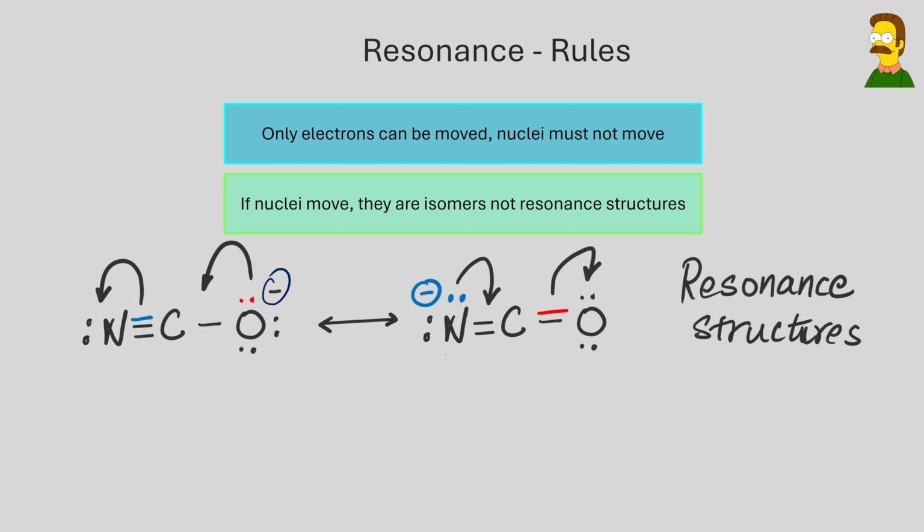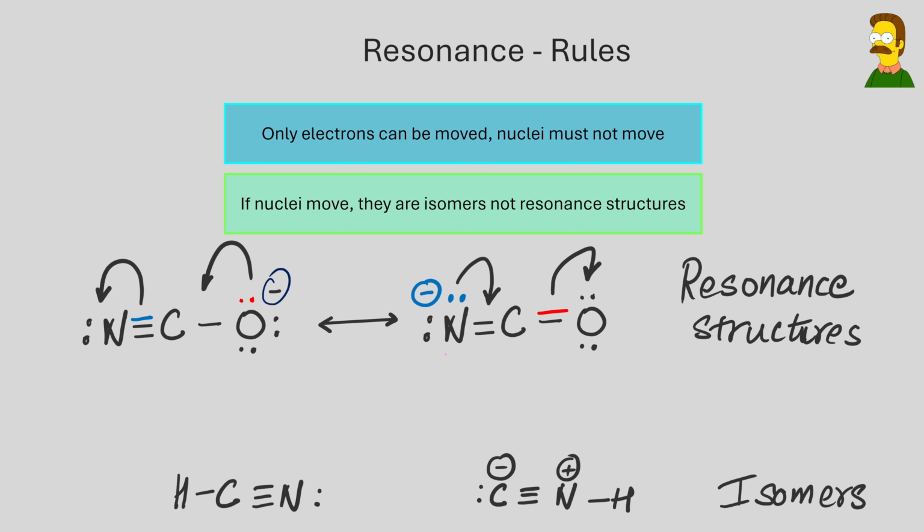What's not a resonance structure? These. Why? Because look at this. Here carbon is bonded to nitrogen and hydrogen. Here carbon is only bonded to nitrogen, not hydrogen. So the bonding itself changes, and these are isomers. They are not resonance structures.